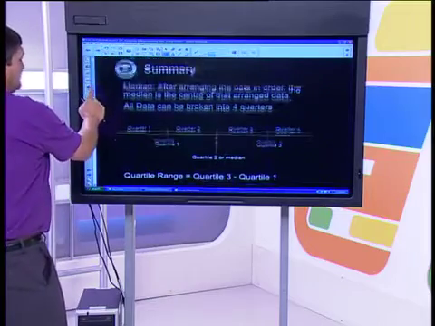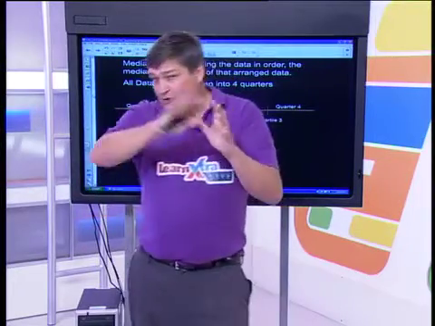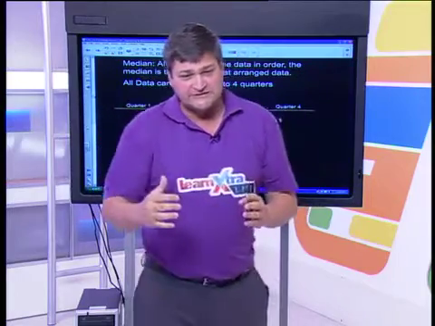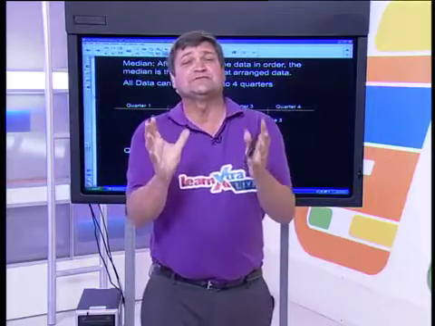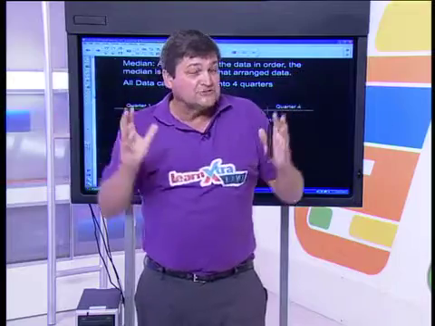Let's have a look at a summary of what we're going to cover today. First of all, we have to know what the median is. After arranging the data in order, the median is the center of that arranged data. Now remember, this is a rather weird time to talk about medians, because normally we bring in the median when we're talking statistics, about mean, mode and range. But we have to cover it right now because we need the median when we start looking at the concept of a box and whisker plot.